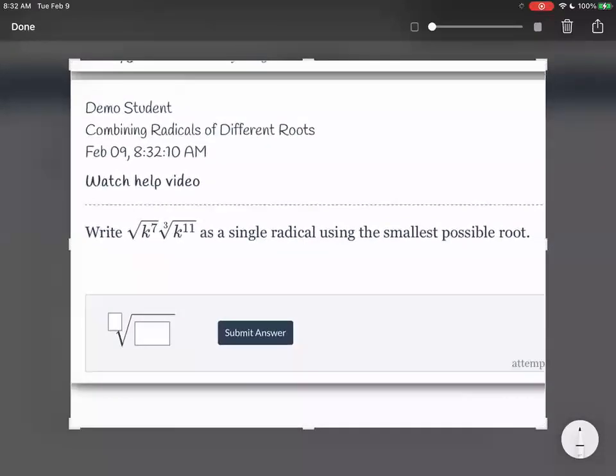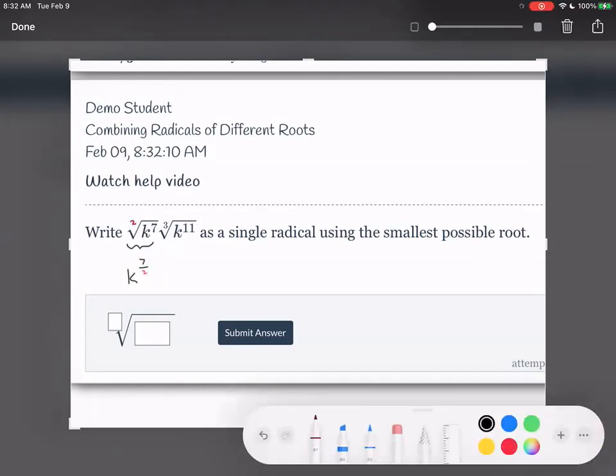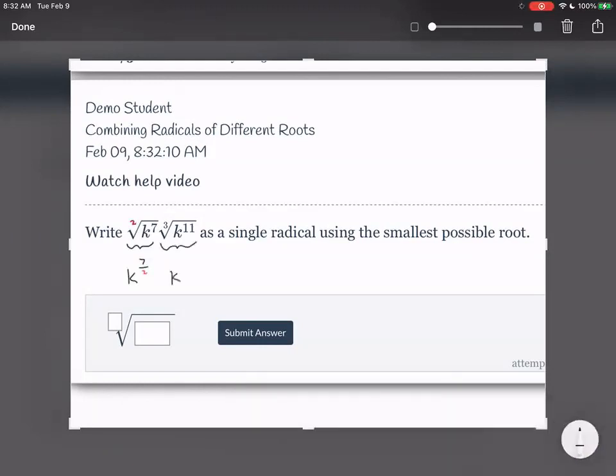Okay, so this one we have k to the power of 7 multiplied by the third root of k to the power of 11. So let's turn these into their fractional exponent form. So this one is k to the power of 7 over, and don't forget this number, even though you don't see it, it's a 2. So it's going to be 7 over 2. And then this one is going to be k to the power of 11 over 3. Because remember, the radical number is just going to end up as your denominator over there.